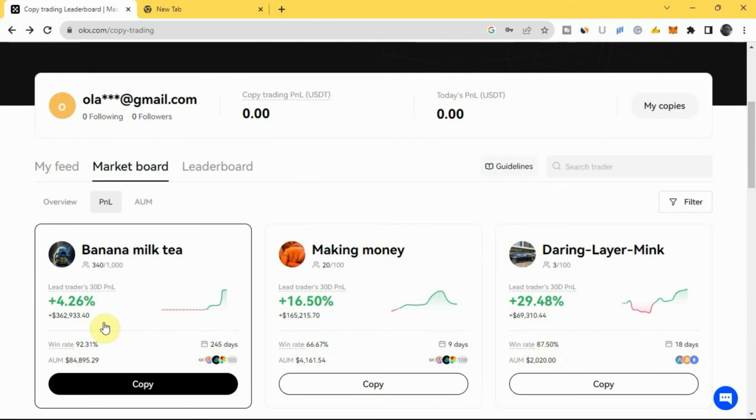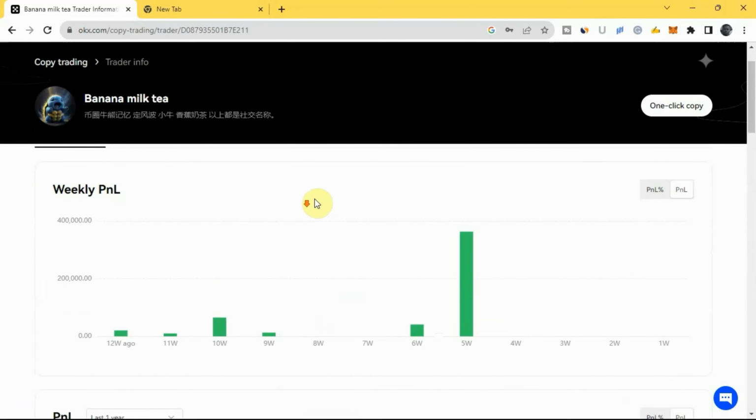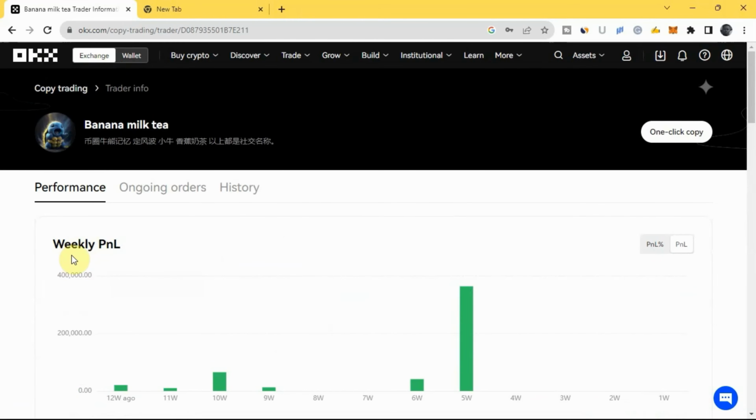So you can see this is the highest. This one has won 92%. So I would like to copy this first person right here. So I'll come right here and click on copy. Now, if you click on the trader, it will take you to where you're going to see all the information about that trader. So, for example, the first thing you see right here is the weekly P&L.